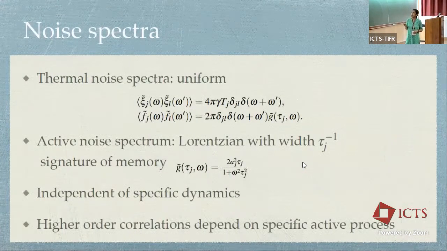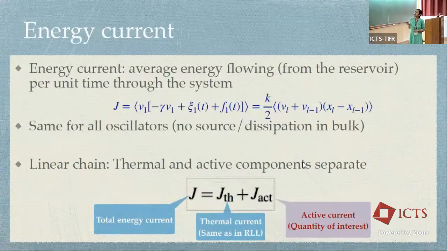The difference between these two is that the white noise has a spectrum which does not depend on the frequency. It's uniform, only delta of omega plus omega prime. In contrast, this active force, because we are taking it exponentially correlated, has a spectrum which depends on tau, and this spectrum is actually Lorentzian with a width which depends on the activity of the reservoir. Of course, this does not depend on the specific dynamics as long as it's exponentially correlated. Higher order correlations of this force would depend on specific active processes, but that does not concern us yet.